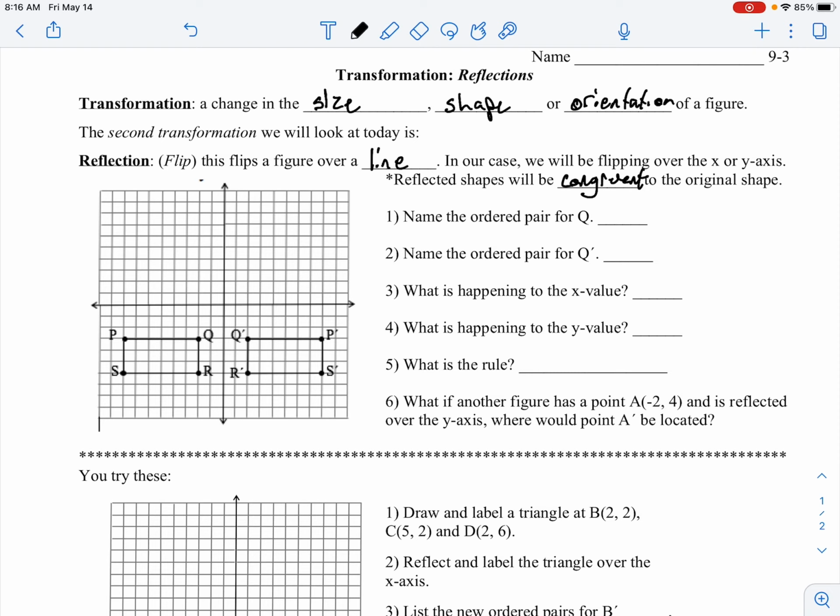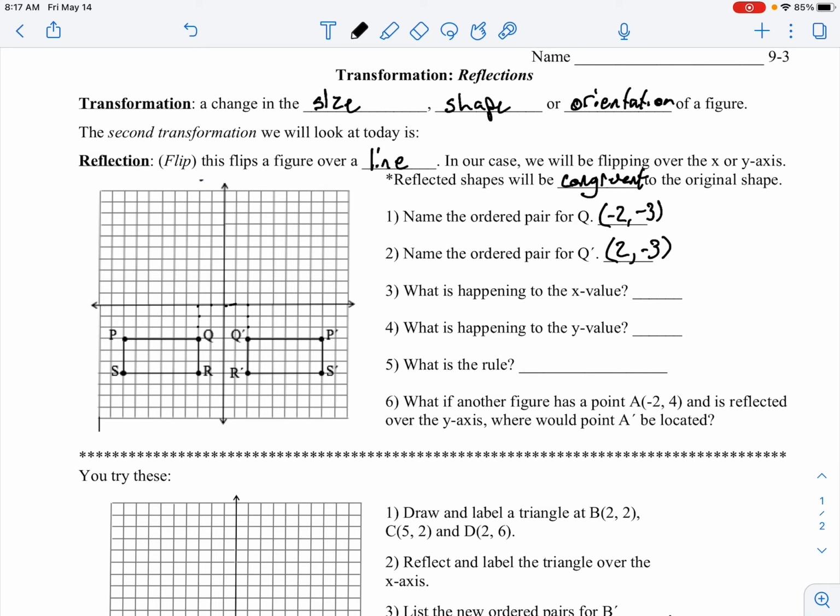So number one here, it's asking us to name the ordered pair for Q. If we take a look at Q, we've got -2, -3. And now we're looking at Q prime. So this is 2, -3. So what happened to our x value?